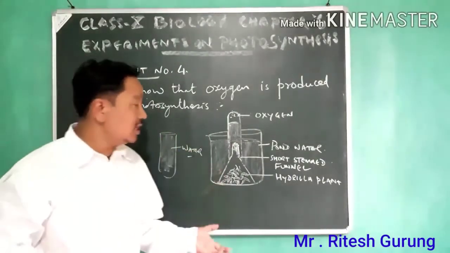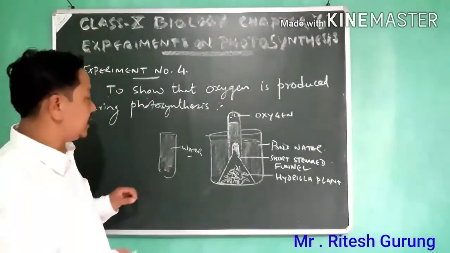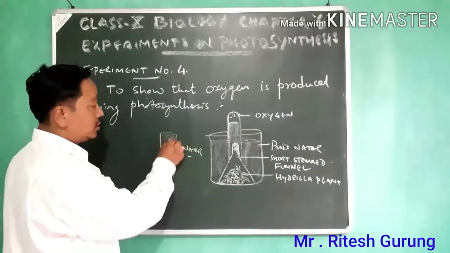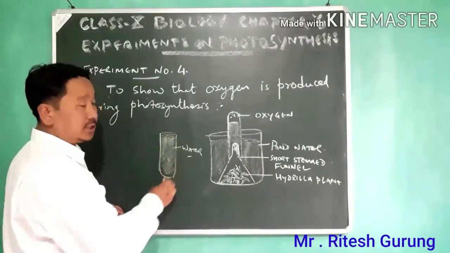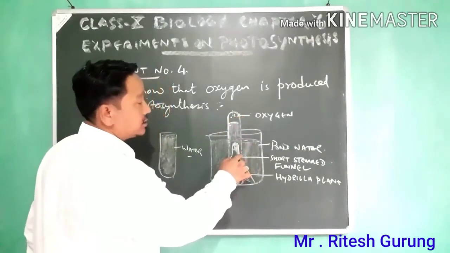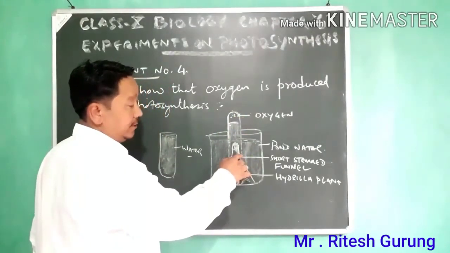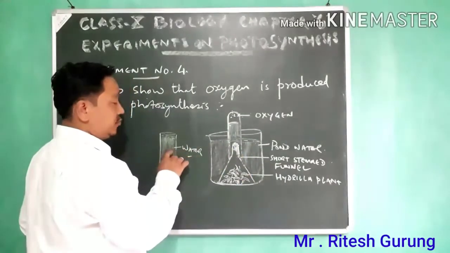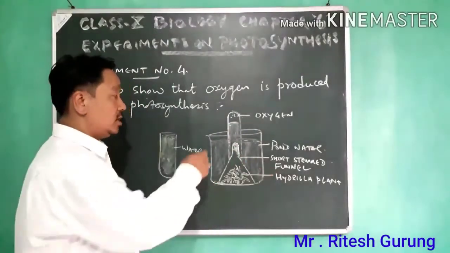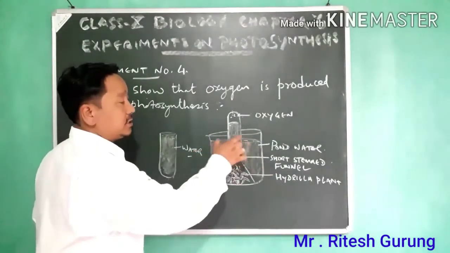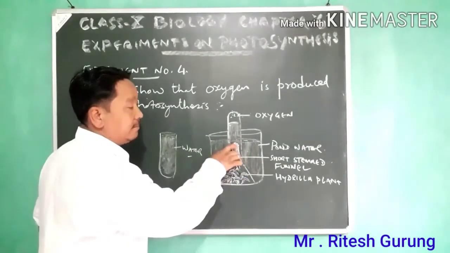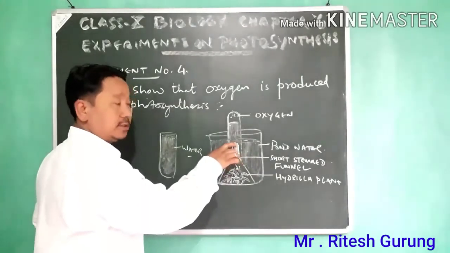Then take a test tube full of water. This test tube is full of water. Then invert it like this, over this short-stemmed funnel. As you see here, invert this test tube full of water over this short-stemmed funnel and make sure that the water level in this beaker is above the stem of this funnel.